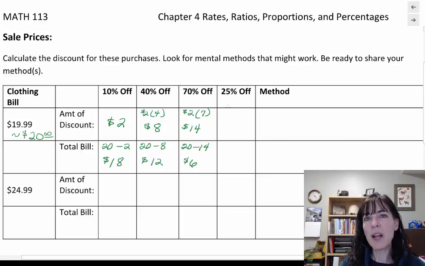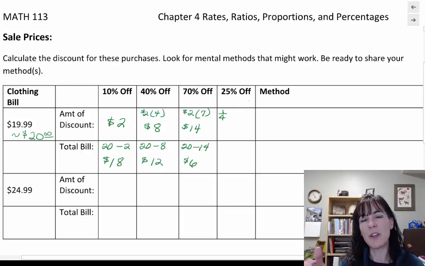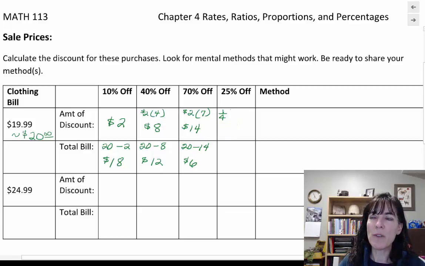25% off, that one I like to think as a fourth of the cost of the item, because you have 4 25s in 100, or 100% of the value. So if I want a fourth of one of those items, it's going to be a fourth of 20. So I can divide 20 by 4, and that's going to be a $5 discount, and 20 minus 5 again, and that's going to be $15 final price.